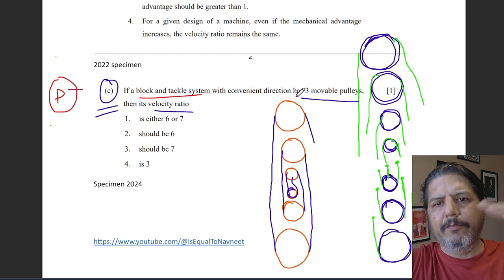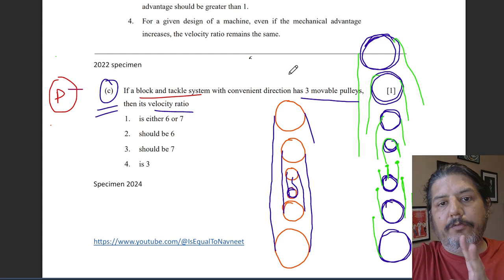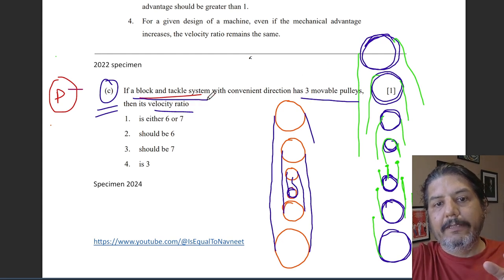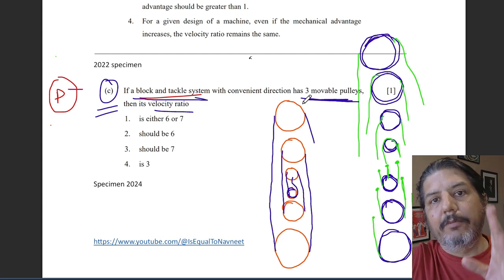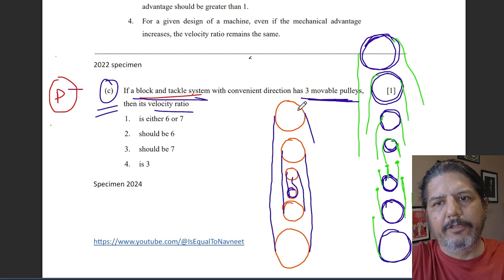I'll be spending some time to explain this. So we can make actually 2 diagrams where there are 3 movable pulleys. It will be a block and tackle system, and there will be 3 movable pulleys. What I'm trying to tell you is that there are 2 diagrams that you can draw. This is the first diagram. So let me explain the first diagram.